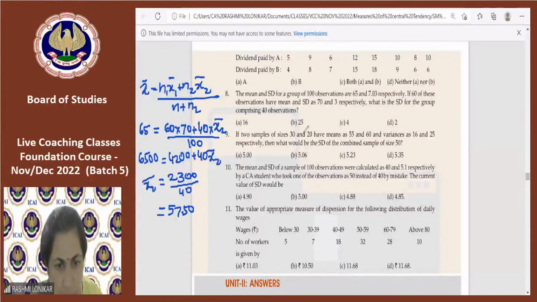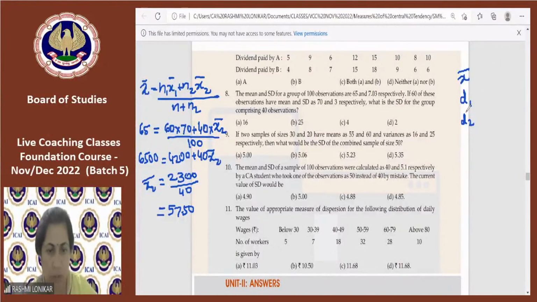If two samples of sizes 30 and 20 have these means and these variances, what would be the standard deviation together? Here they have given you the means and variances. So for this, what will you do? If you want to do this sum, first find the combined mean, then find D1, then find D2, and then you will have to square and do the sum. So you just do that for your understanding.